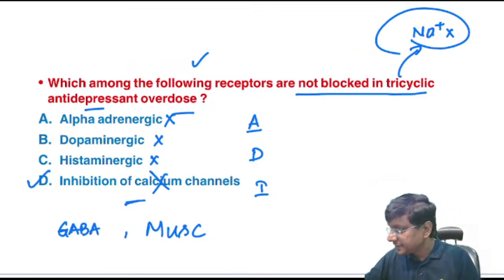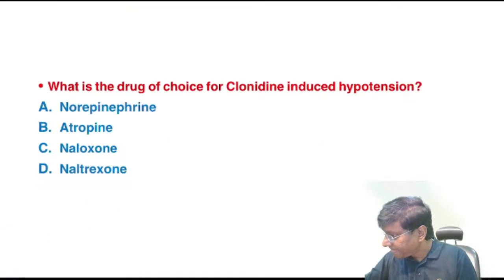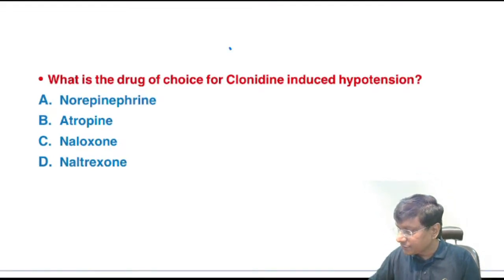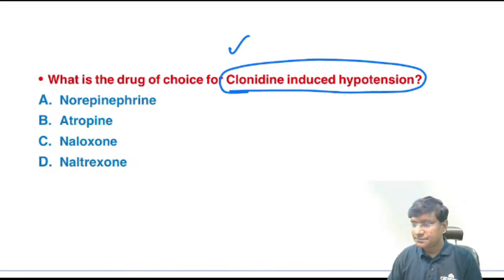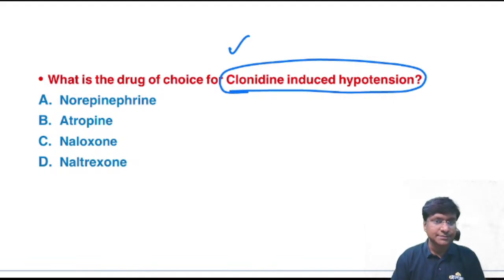Right. Then next is, what is the drug of choice for clonidine induced hypotension? Norepinephrine, atropine, naloxone, naltrexone.